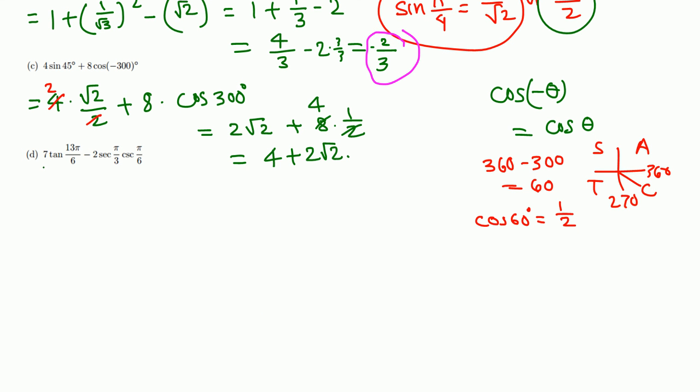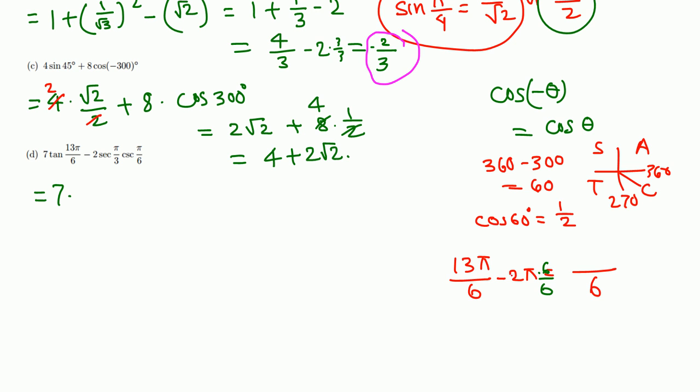Part D. 7 times tangent 13 pi over 6. Let's look at 13 pi over 6. 13 over 6 is a little bit more than 2. 12 over 6 is 2, so this is bigger than 2 pi. So how big? Let's subtract 2 pi, then we'll see. To subtract, we have to make a common denominator 6. So we multiply by 6 over 6.